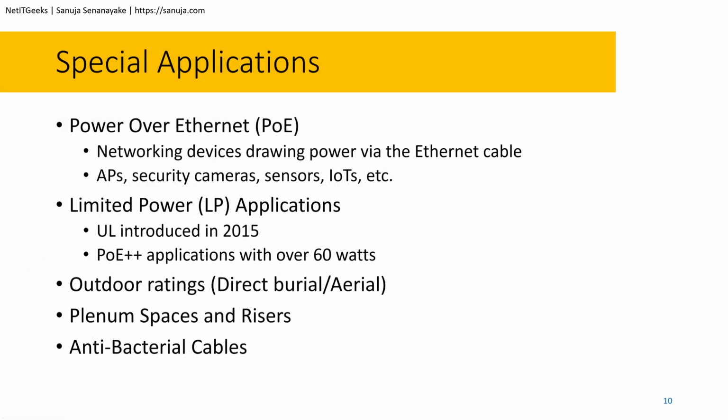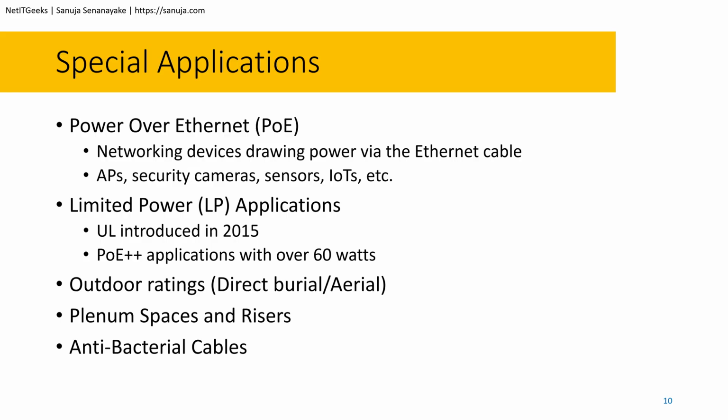So we're going to discuss special applications. Special applications include power over Ethernet, which I have discussed quickly a couple of times, limited power applications or LP, outdoor ratings, plenum spaces and risers, which I also talked about, and one thing that I have not discussed, which is the antibacterial cable. Now you might have the question, what the hell is an antibacterial cable? I will describe that quickly here so that you have an idea.